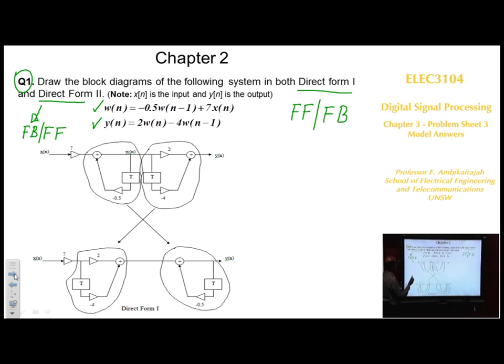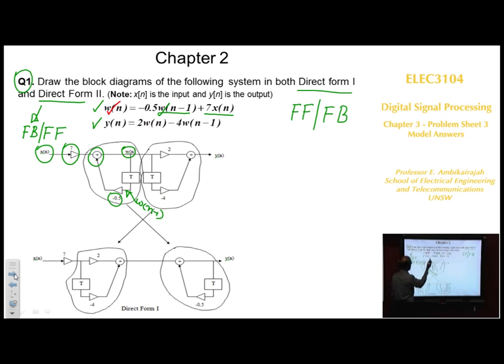So we take the first one, we write this equation: x[n] multiplied by 7, that's that part, plus w[n-1]. This is w[n]; by 1 delay you will have here w[n-1], multiplied by 0.25 will give you this bit. You add them together, you get your first equation done. So the first equation is done now.